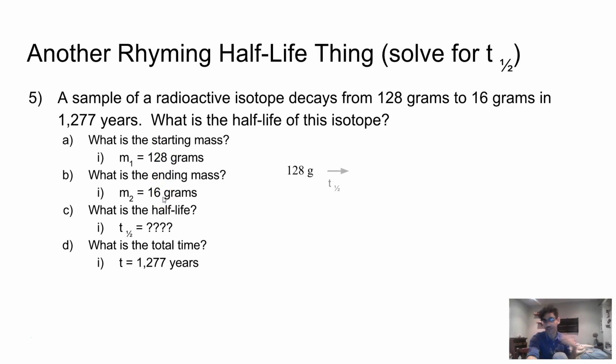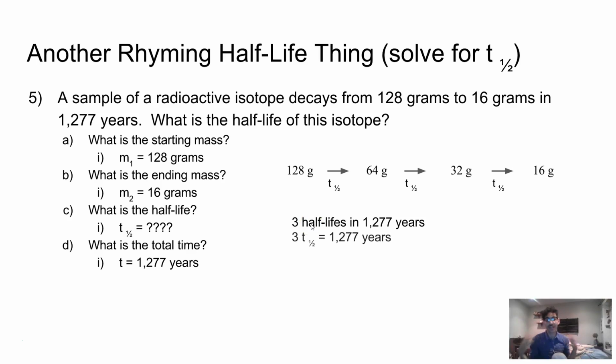So I'll do 128. I'll divide that by 2. That's 1 half-life. I'll divide that 64 by 2. That's 1 more half-life. I'll divide 32 by 2. It's another half-life. Okay, cool. It only took 3 halvings, or 3 half-lives, to get from 128 to 16. So I know that in that 1,277 years, there were 3 half-lives. I could say 3 half-lives equals 1,277 years. And I can divide both sides by 3 to get half-life equals 425.7 years. Hot sauce. Sweet.